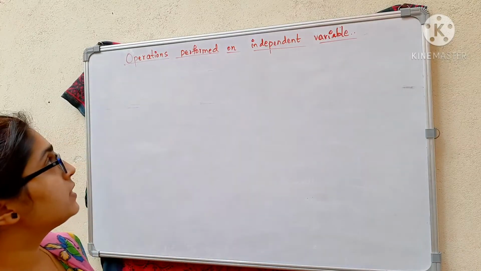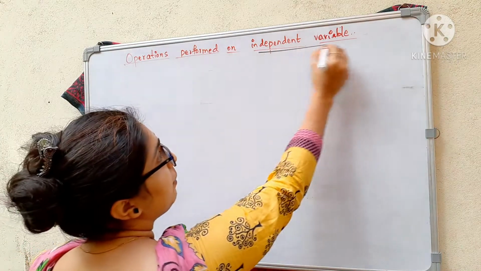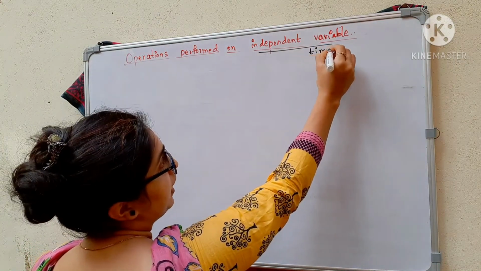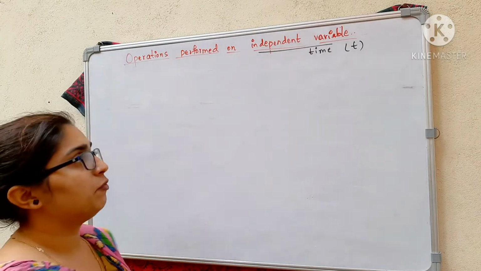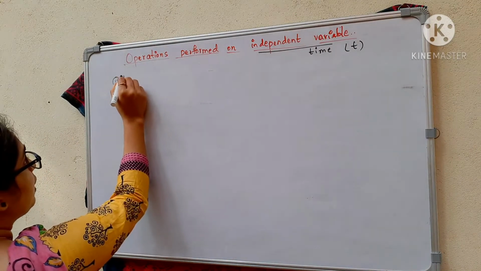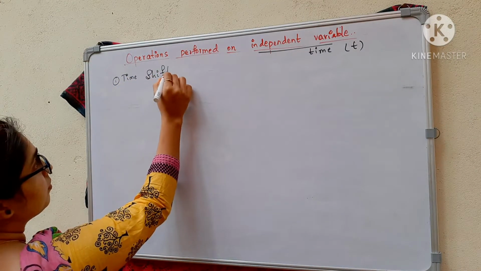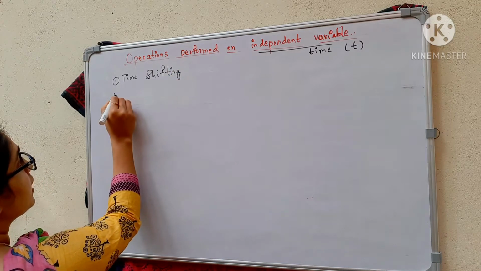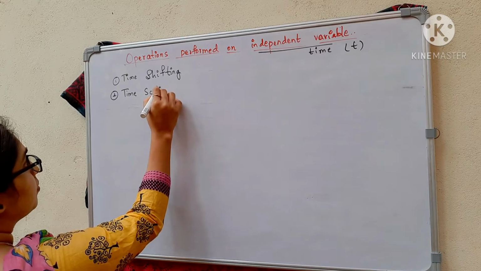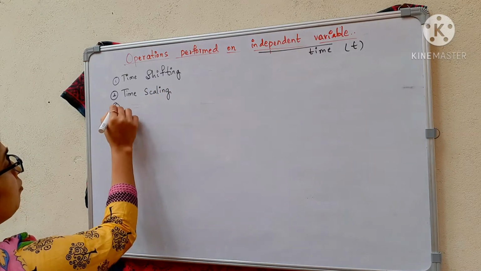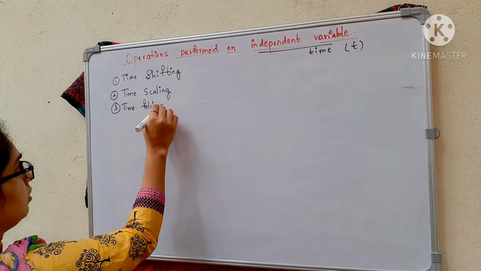In this video, we will study the operations which are performed on the independent variable. The independent variable is nothing but the time variable, so we will be performing operations on the time variable. The first one is time shifting. The second one is time scaling. The third is time folding or reversal.